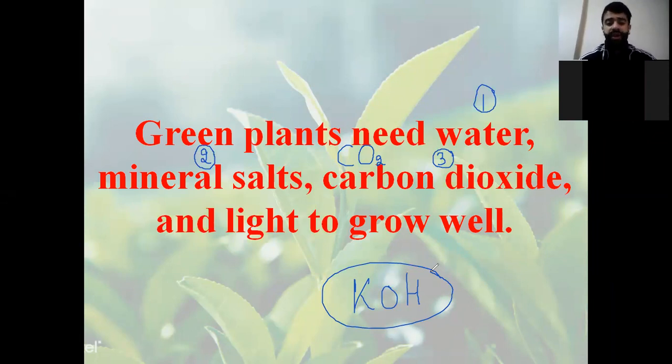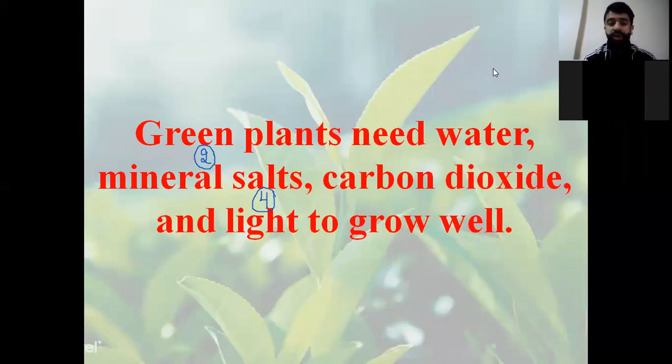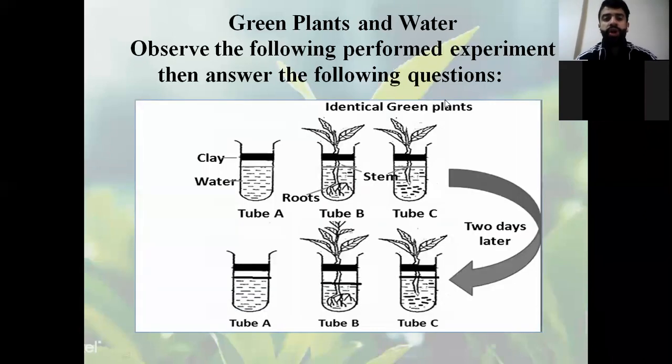And the fourth important need for the green plants is the light. So we have 4 important nutritive needs for the growth of the green plants. First, we have the water. Second, mineral salts, third, carbon dioxide, and fourth, light. Now we are going to start with this experiment. Observe the following performed experiment, then answer the following questions.